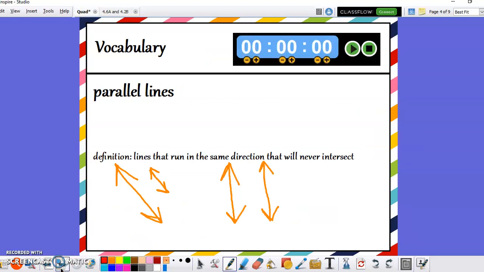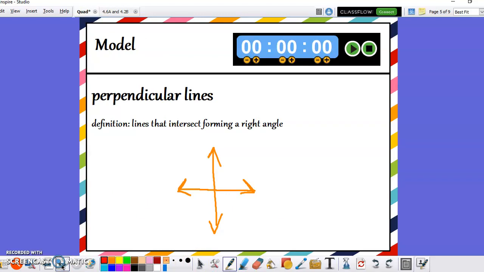Moving on. We talked about parallel lines before, but the parallel lines are lines that run in the same direction that never intersect. That means that they never touch. So these lines are going kind of diagonally here. These lines are going vertically. I can also have lines that go horizontally. Also, these lines are the same distance apart. That's why they are never going to intersect, because they are the same distance apart. Those are parallel lines.